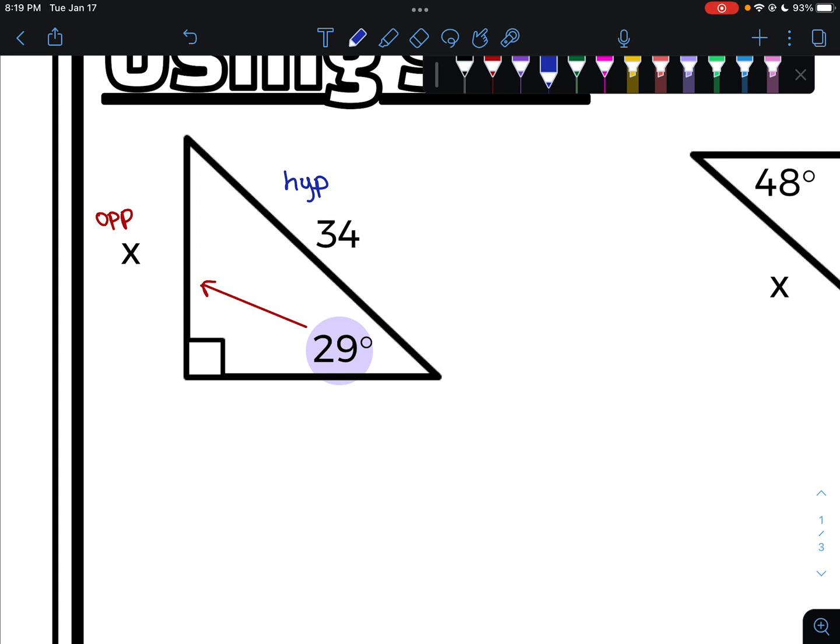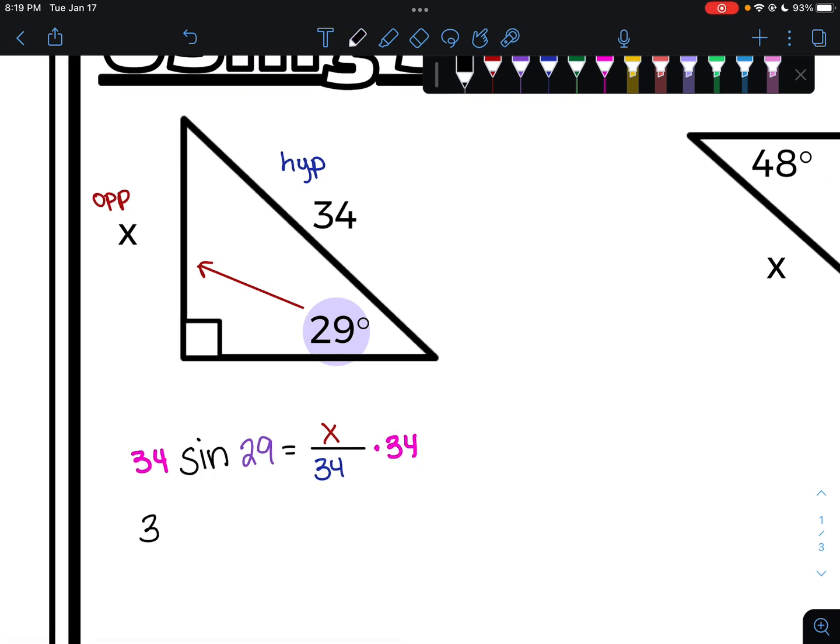So in order to find this, if I have opposite and hypotenuse, I am going to use the trig function sine of my angle. My angle is 29 degrees, and it's going to be equal to the ratio of opposite over hypotenuse. So that would be x over 34. Now, what we need to do here is solve for x. So to solve for x, I'm going to multiply both sides by 34. When I do that, I get 34 sine of 29 is equal to x.